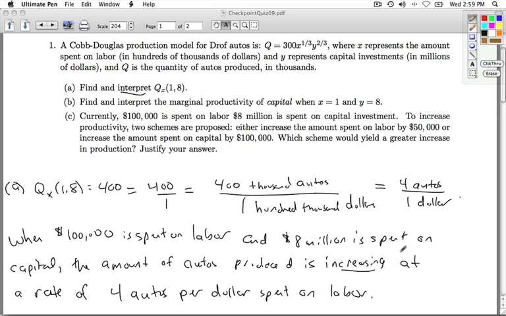So the interpretation of a partial derivative in Calc 2 is very similar to the interpretation of a derivative in Calc 1. It's a rate of change of the dependent variable with respect to the indicated independent variable. So it's 400 what? 400,000 autos per 1 what? 1 unit of x. Once again, x is hundreds of thousands of dollars. So 400,000 autos over $100,000 is 4 autos per $1. And you put it all together, and that'll do it for Part A.